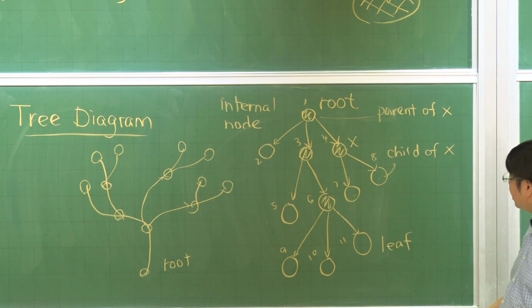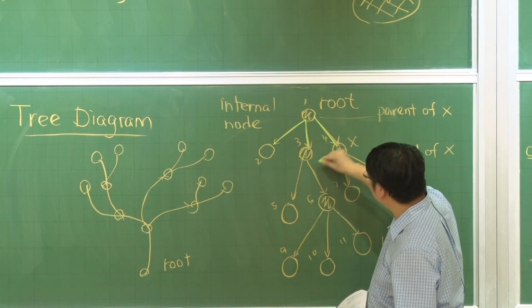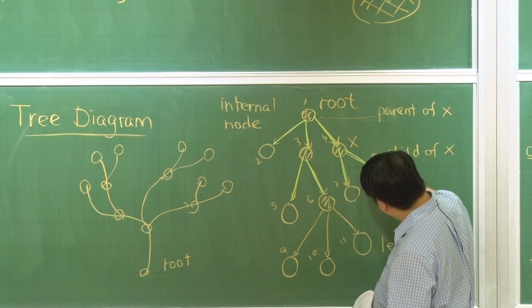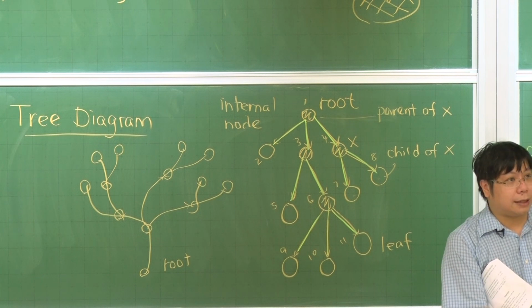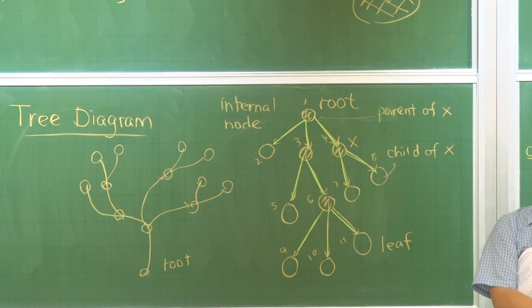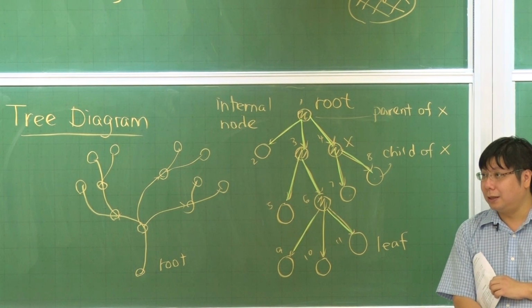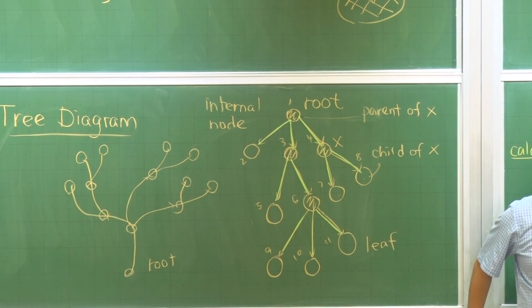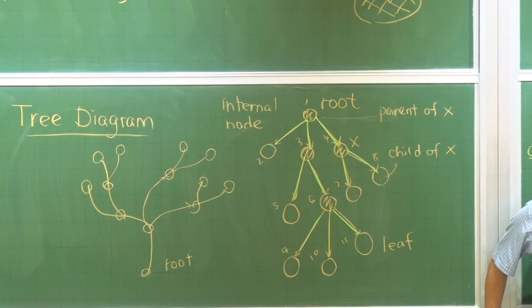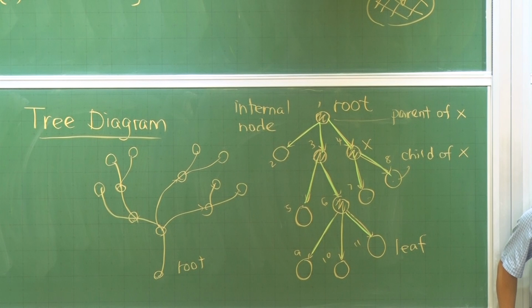And how many edges? This is 1, 2, 3, 4, 5, 6, 7, 8, 9, 10. So there are 10 edges and 11 nodes. It is always the case that if you have n nodes, then the number of edges must be equal to n minus 1. Why? Of course, you can prove this by induction.